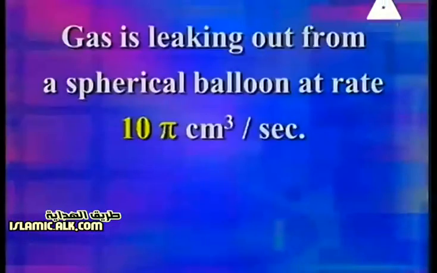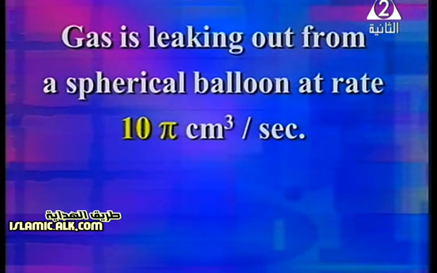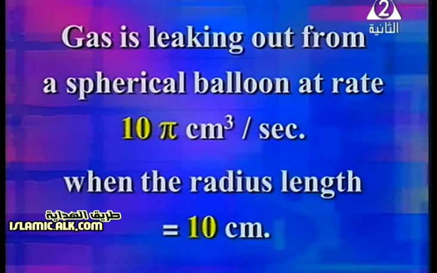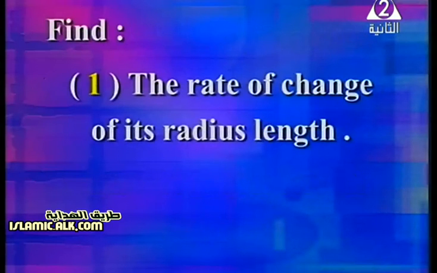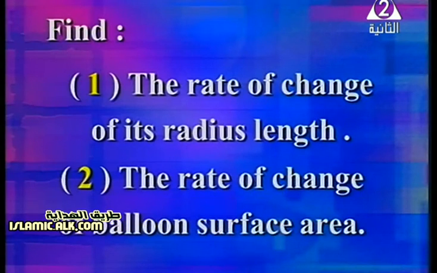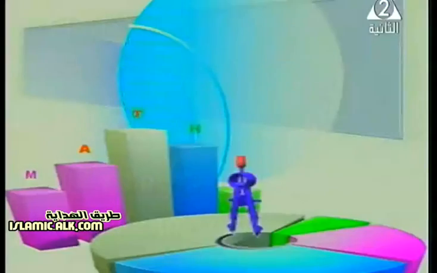Another example. Look at the student. Gas is leaking out from a spherical balloon at a rate of 10 pi cm^3 per second, where the radius length is 10 centimeters. Find the rate of change of its radius length and the rate of change of the balloon surface area.